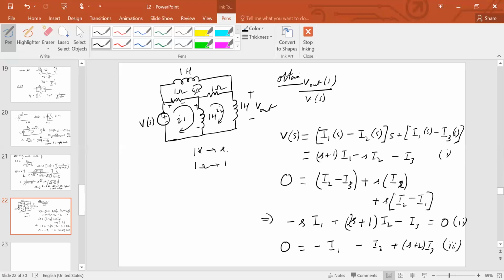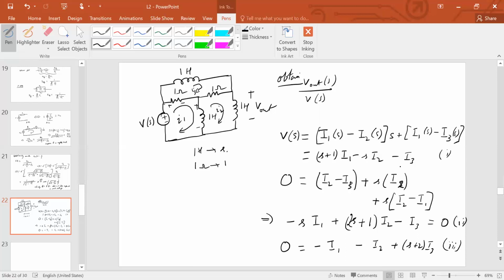So therefore, whatever is the impedance of this particular element, it will appear as the coefficient of the loop variable of the loop with which it is being shared. So loop 1 and loop 3 are sharing this 1 ohm resistance whose impedance is 1.